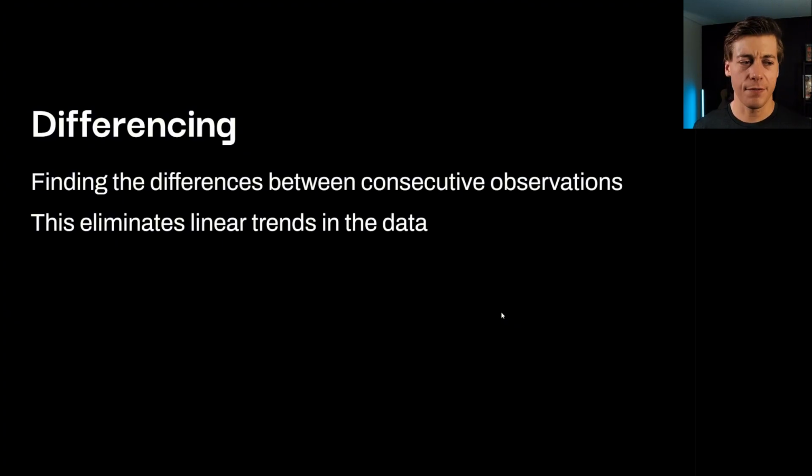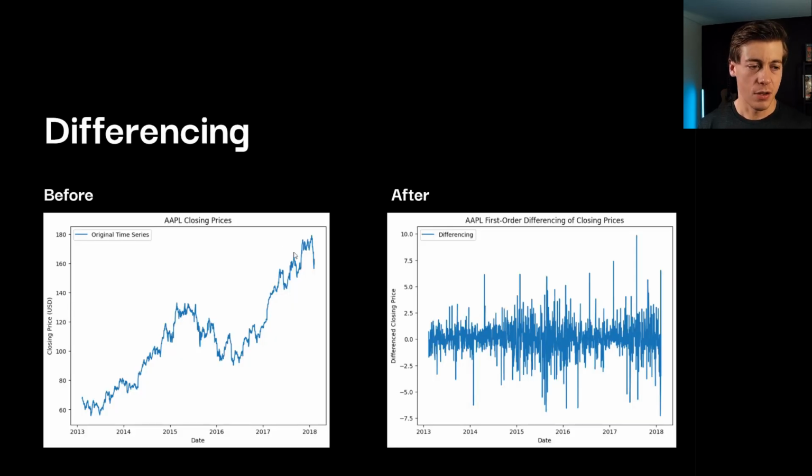Okay, now let's talk about differencing. This is finding the difference between consecutive observations, and this eliminates linear trends within data. So here's our example of Apple closing prices, all over the place. Then we take the differencing, and you have this result, which almost looks stationary. This would have to go through a test to determine if it is or not. But again, it looks way better than our before, right?